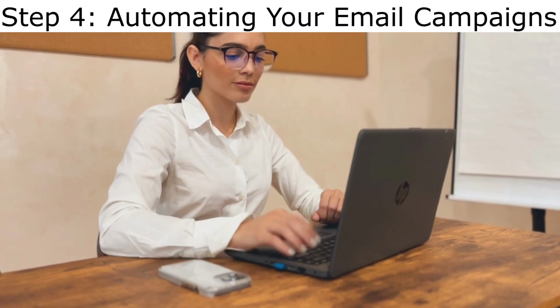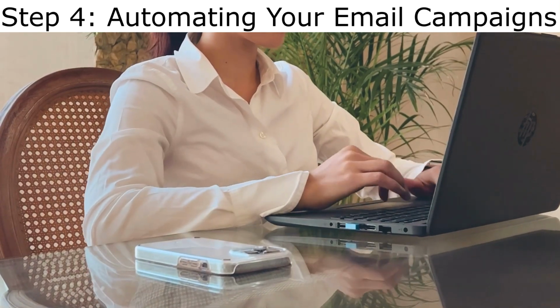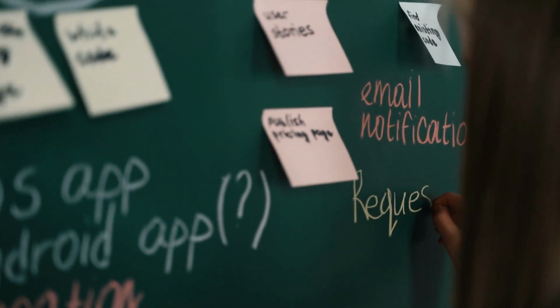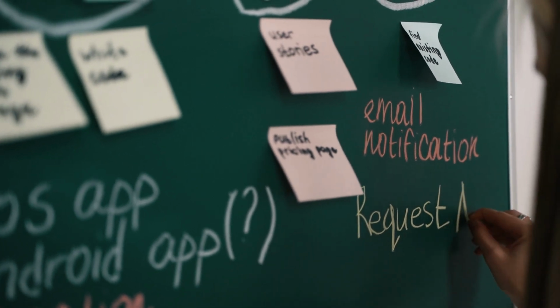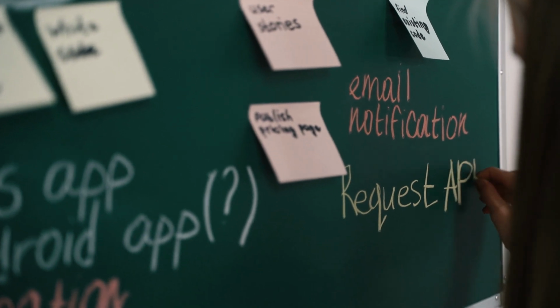Step 4. Automating your email campaigns. Automation can save you time and improve your results. Set up automated welcome sequences for new subscribers and create triggered emails based on actions like abandoned carts. Review your automated campaigns regularly. Check metrics like open rates and click-through rates to see what's working and what needs adjustment.